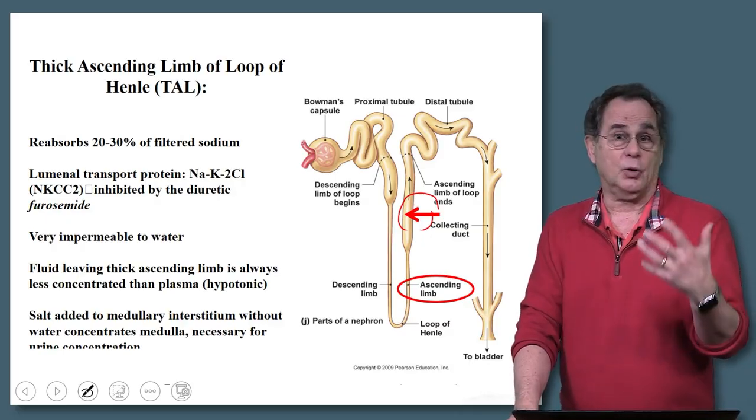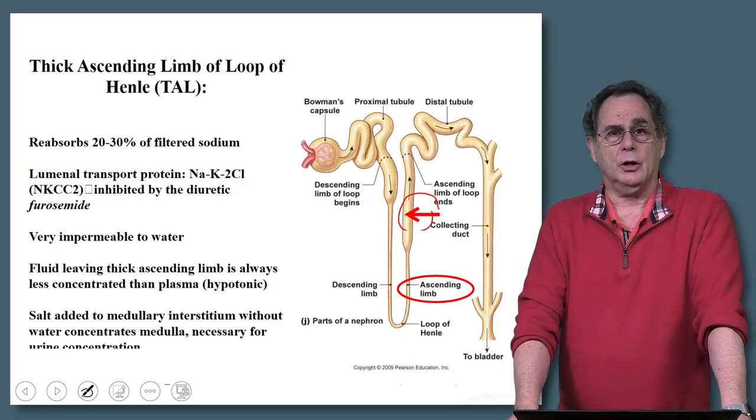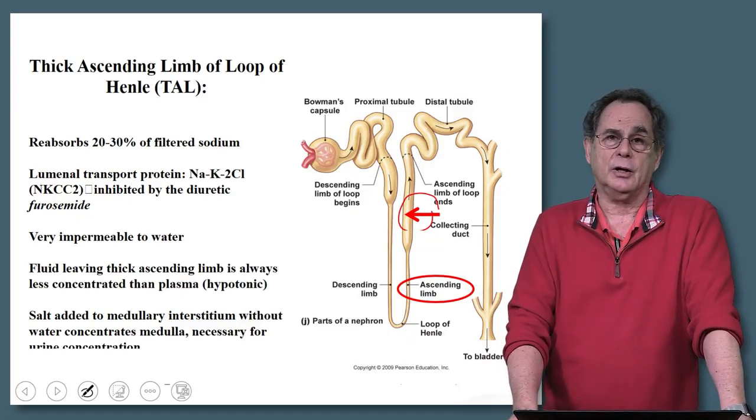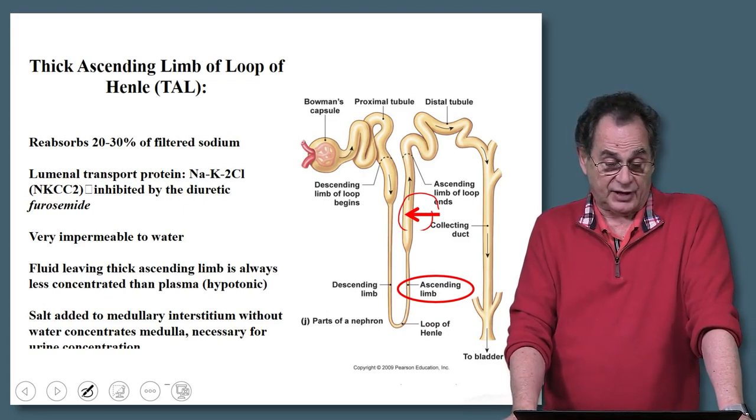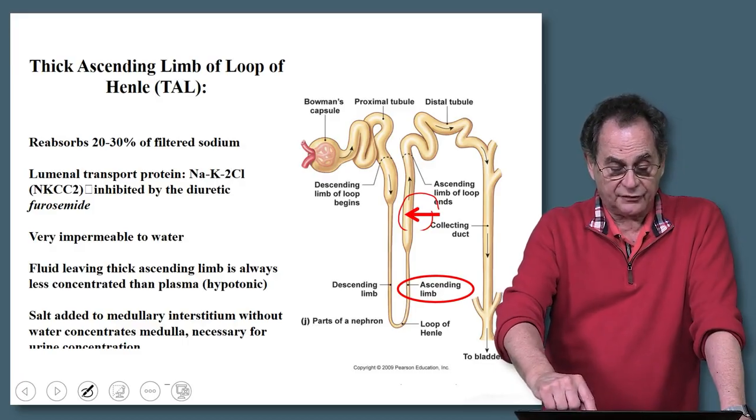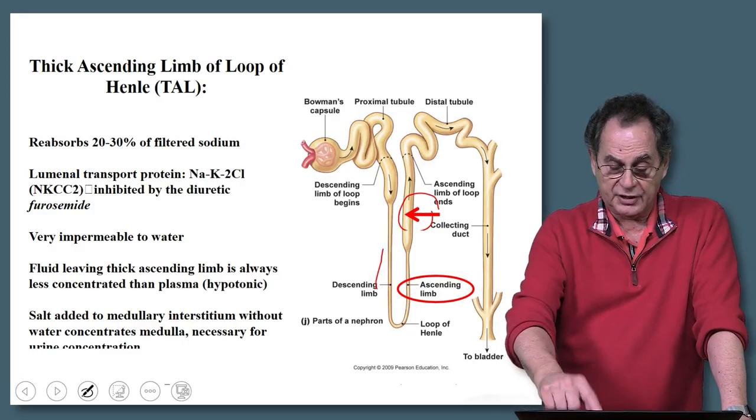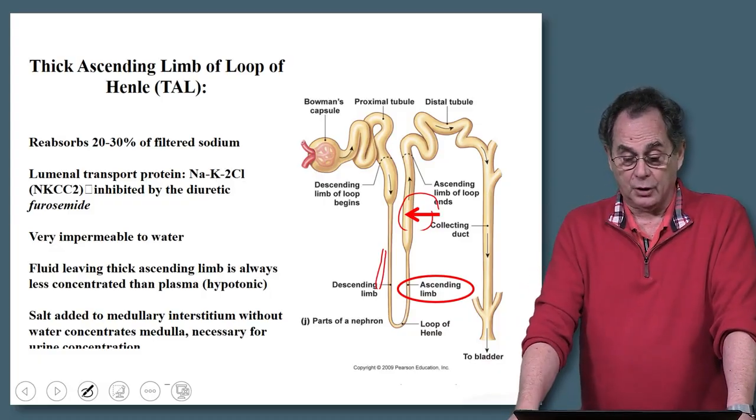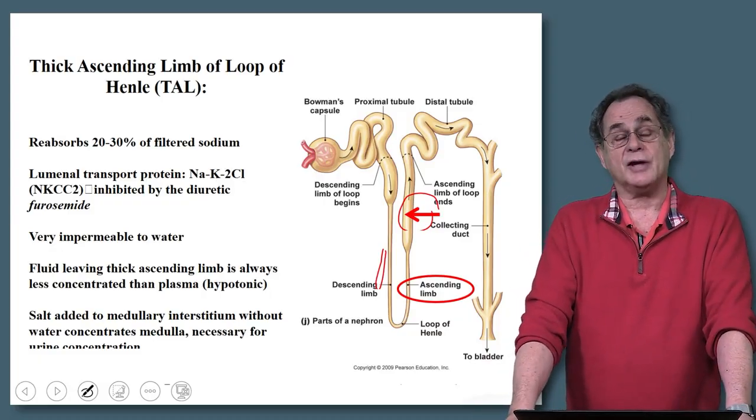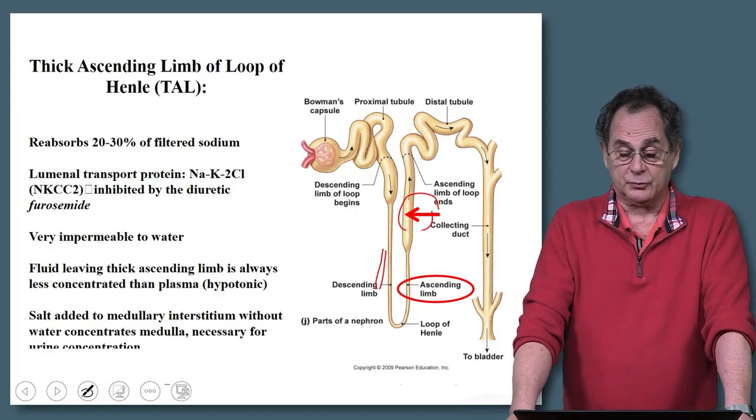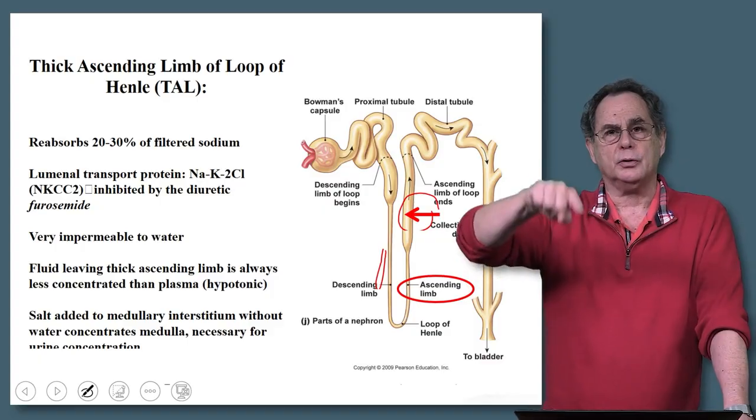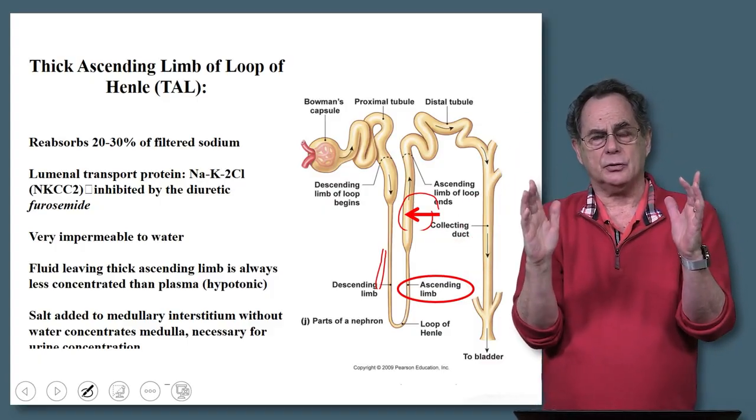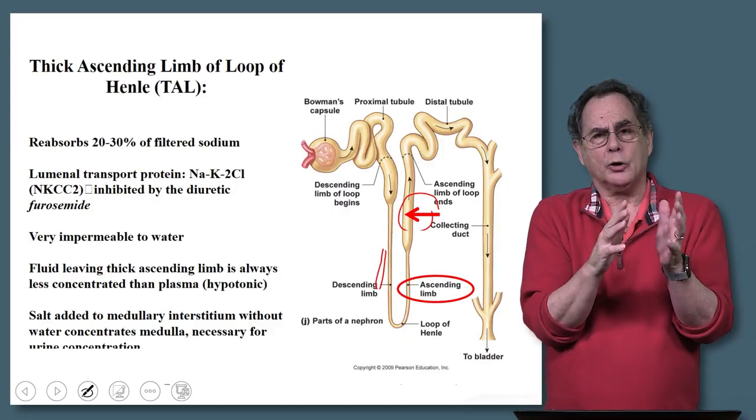A consequence, then, you might predict, of giving someone furosemide, which is a diuretic as listed here, is to cause more salt and water to remain within the lumen of the nephron. The thick ascending limb is very impermeable to water. The descending limb is very permeable to water. The descending limb doesn't transport much sodium. The ascending limb transports sodium. So this interesting architecture of this loop, which is contiguous, is associated with different water permeabilities.